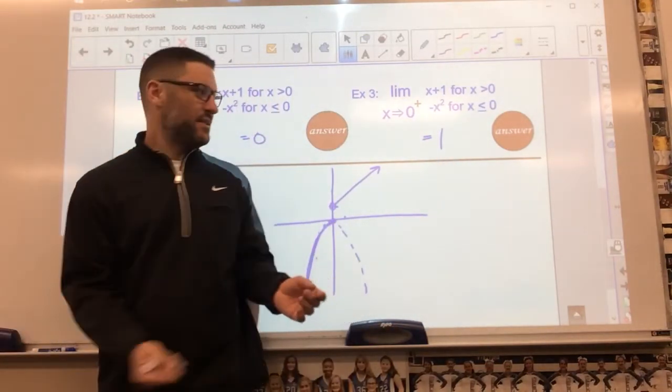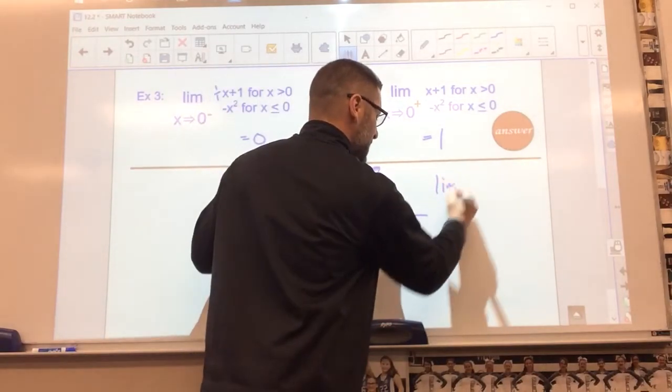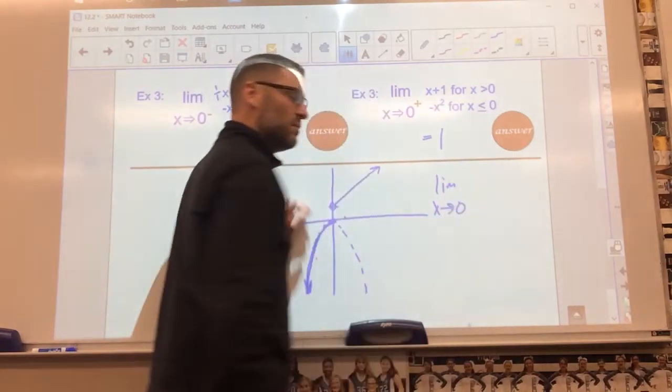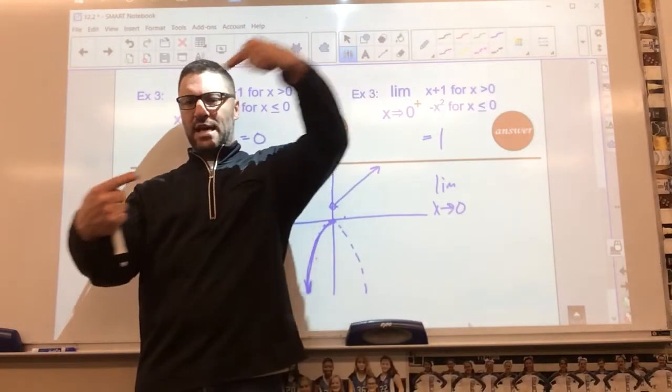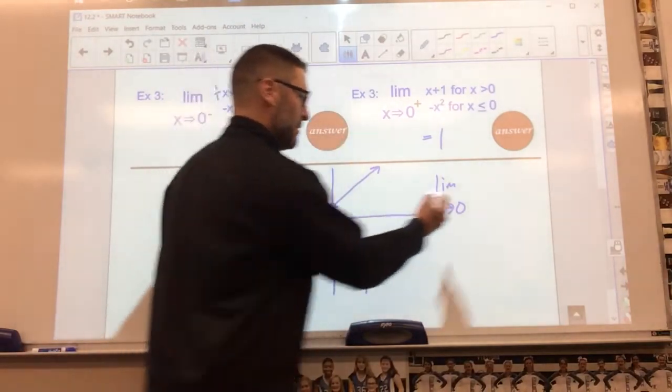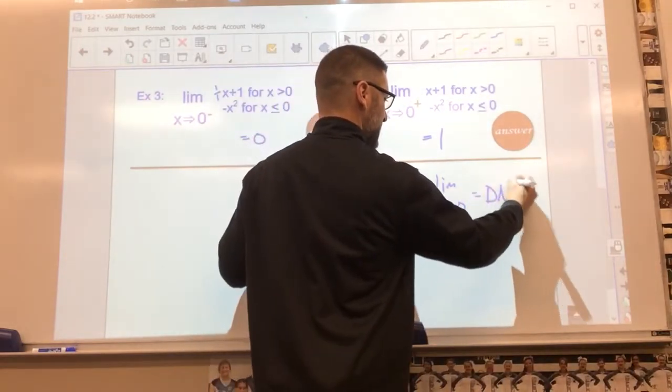What is the limit at 0? What would this answer be? What would be the limit as x approaches 0 from both sides? Well, I have this parabola and I have this line, and they don't come together. This one is D and E.